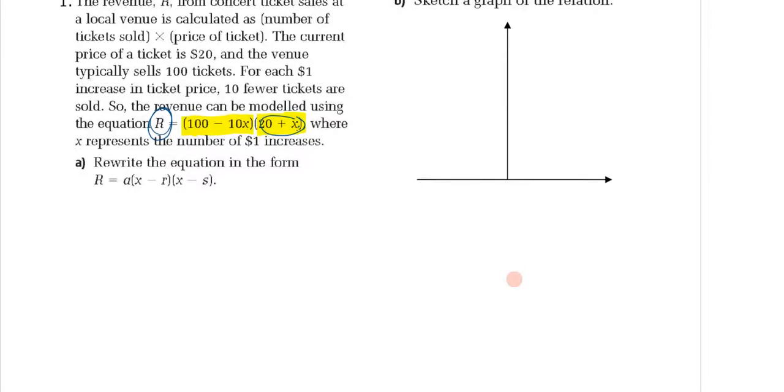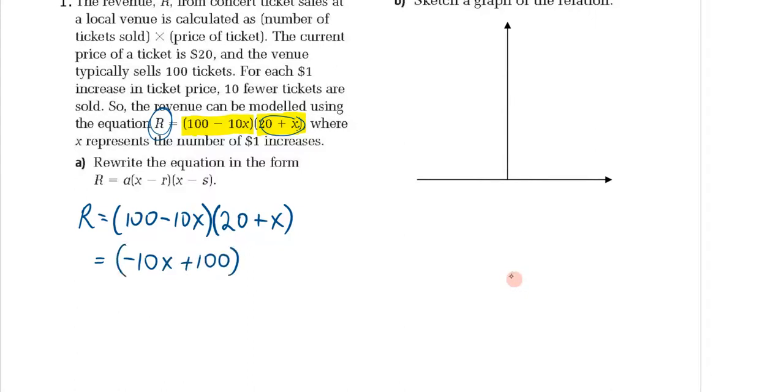So let's look at number A. Let's rearrange. If I have R equals 100 minus 10x in the first bracket, the number of tickets sold, and then 20 plus x, which is my price per ticket, I'm going to rearrange that. I'm going to write the negative 10x first, so negative 10x plus 100 in brackets. And then I'm going to write the x first, so x plus 20.